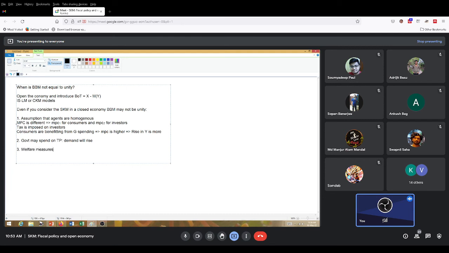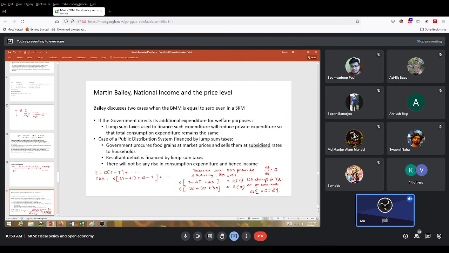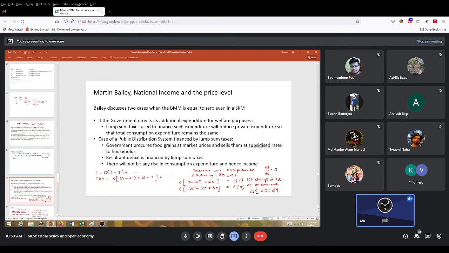In fact, if you look at transfer payment, Martin Bailey discussed two cases when the BBM can be equal to 0. So suppose the government directs its additional expenditure for welfare purposes. Okay, so in that case, what is going to happen is that when you are imposing a tax, your private expenditure is going to come down.